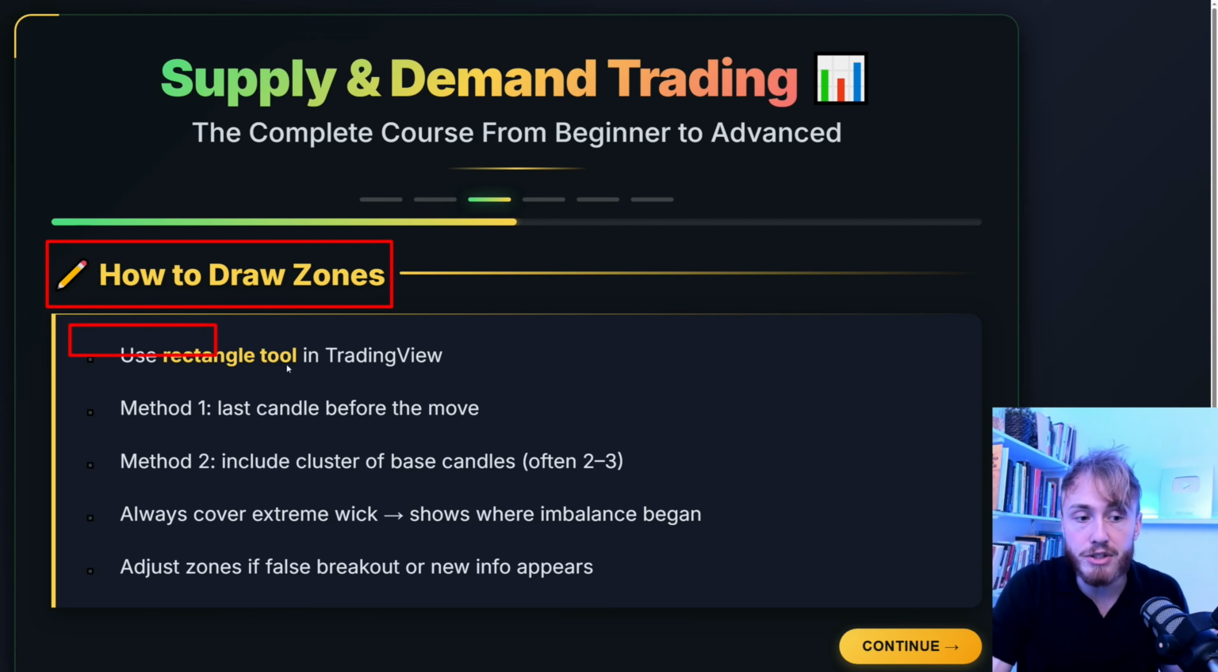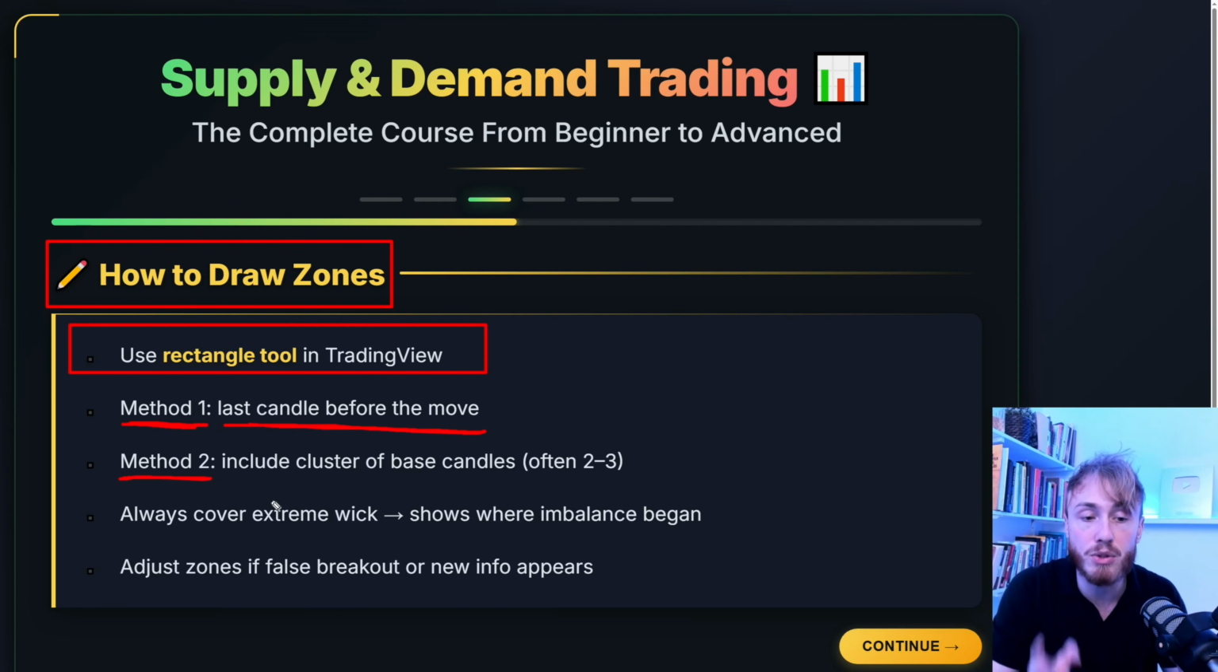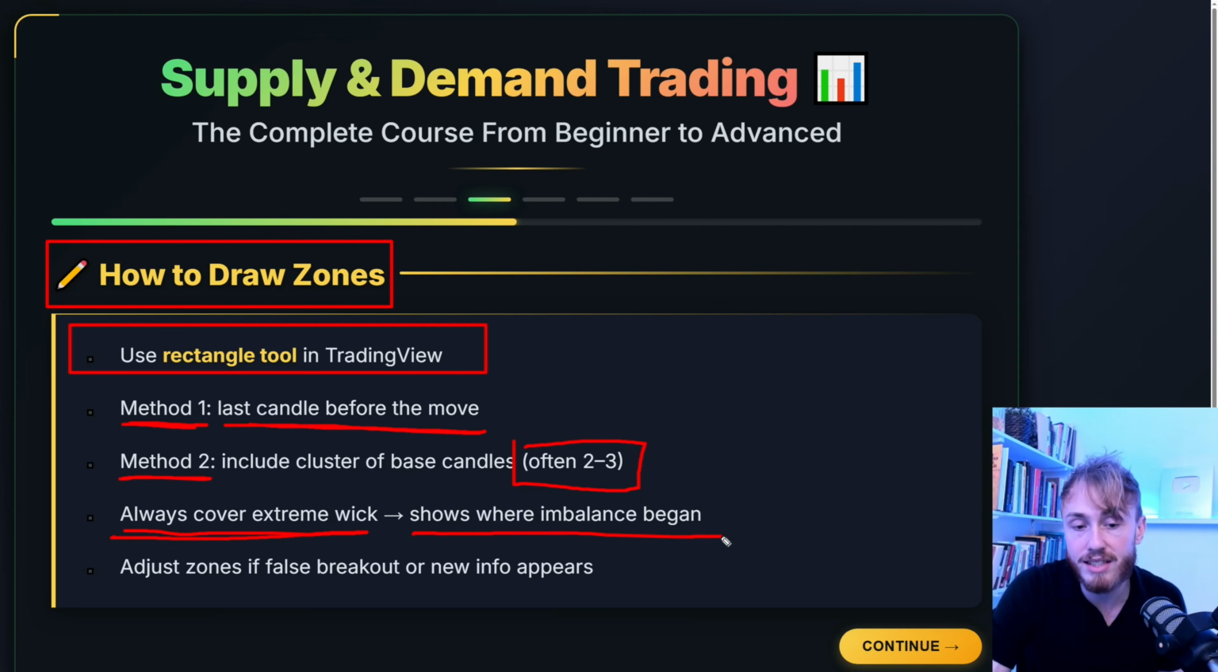So what I do is that I use the rectangle tool in TradingView. I will show this step by step. And I have two different methods. Method one here is to use the last candle before the move. I will show you exactly how to do this. The second method is to include a cluster of candles. And I tend to include 2 to 3 candles. You also want to make sure to always cover the extreme wick, because this shows where the supply and demand imbalance began. And as I also briefly showed earlier in the course, I like to adjust my zones if a false breakout or new info appears.